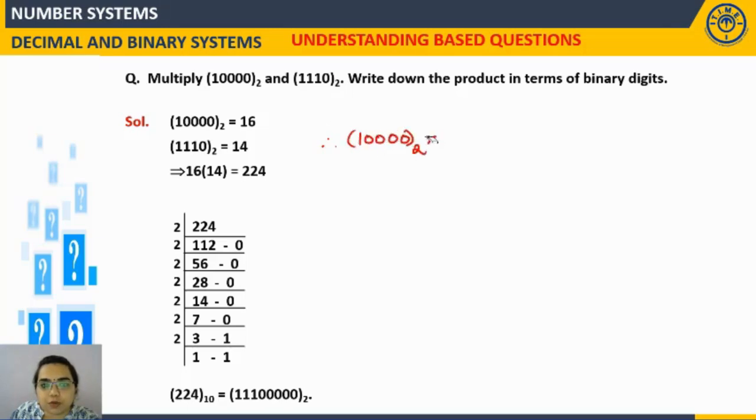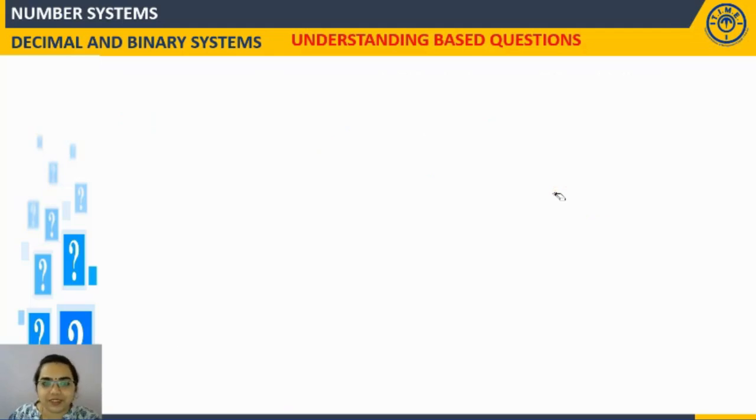10000 to the base 2 multiplied by 1110 to the base 2 equals 1110000 to the base 2. This is the product in terms of the binary digits. I hope this is clear to you, right? It is a very easy question. All you need to do is convert the binary numbers into their decimal forms, multiply, and then write down the conversion of the decimal form into the binary form again. Okay, right. Let's go ahead and see the next question.